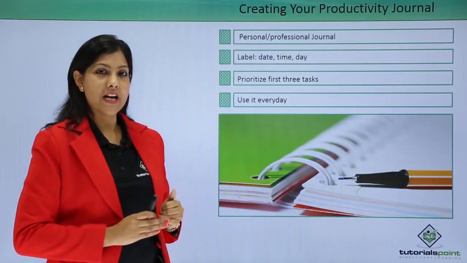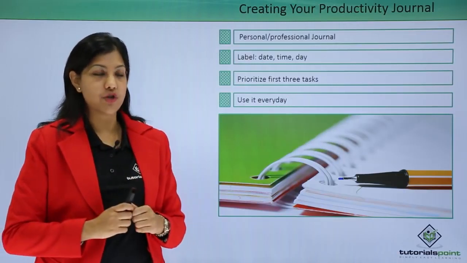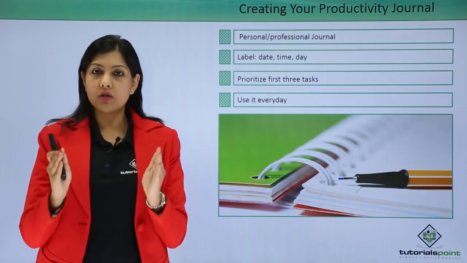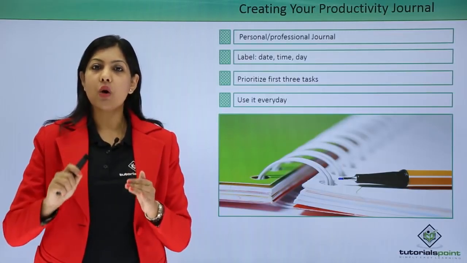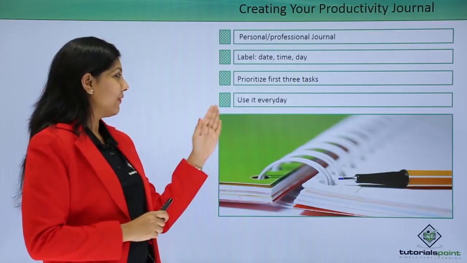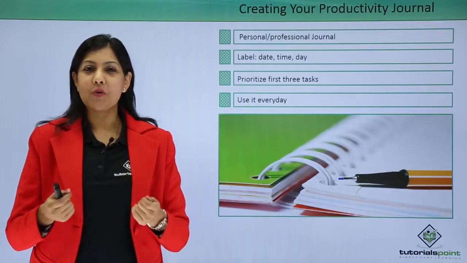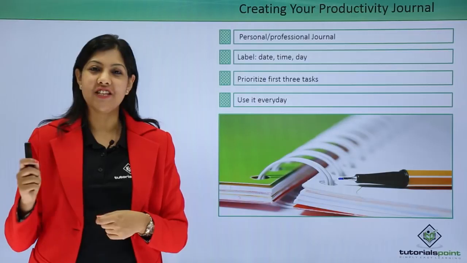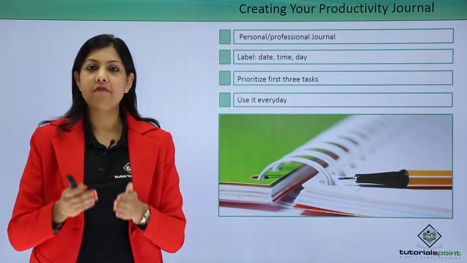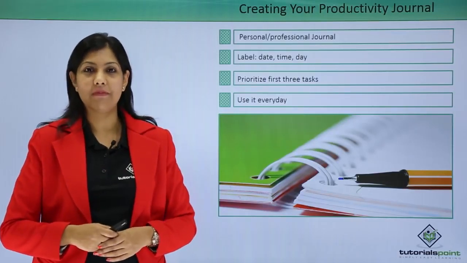Always label it with the time of the day, the date and your name on the journal. Prioritize your first three tasks. It's very important to jot down what you want to accomplish, your first three priorities of your day. It's important to use your productivity journal every day. Don't just use it once and then let go of it for the next 15 days and then open your journal again. It's something that I would want you to work on every single day of your life, and that's the crux of managing your time properly.